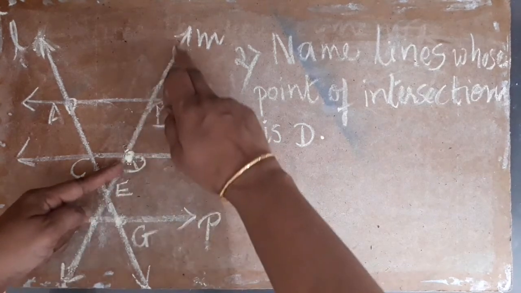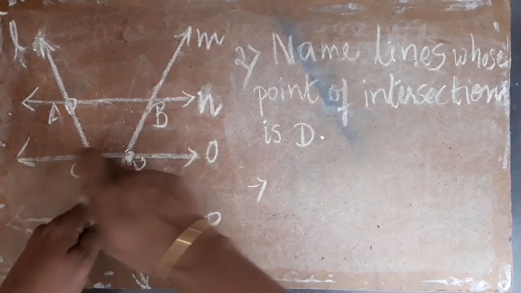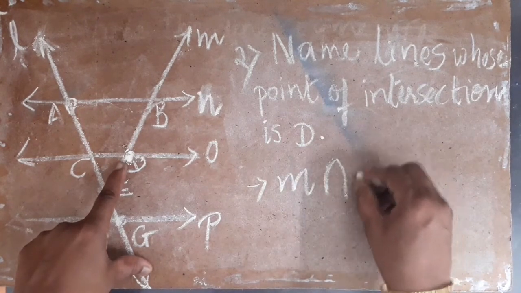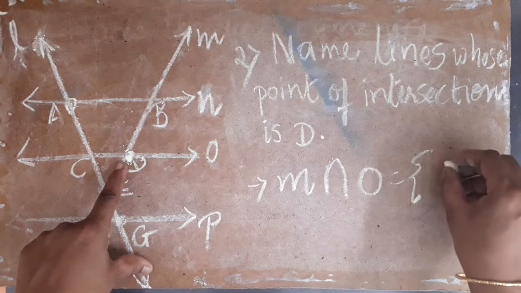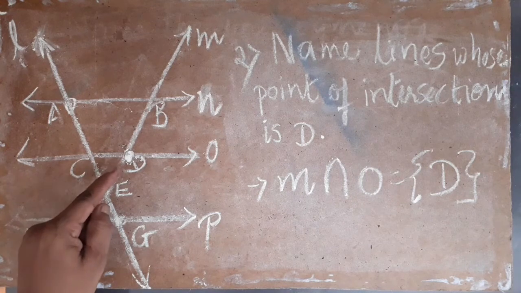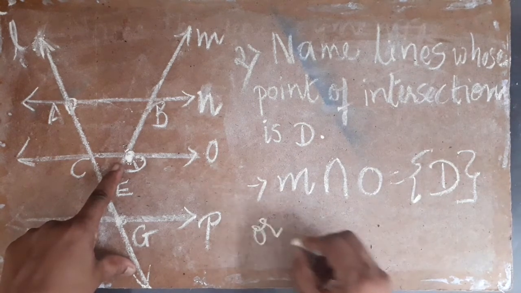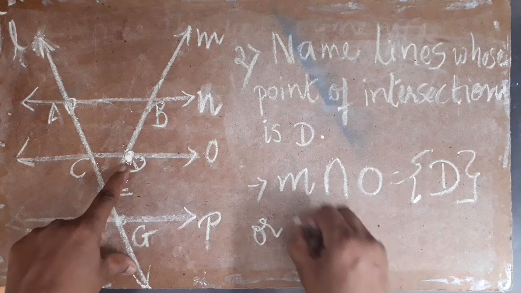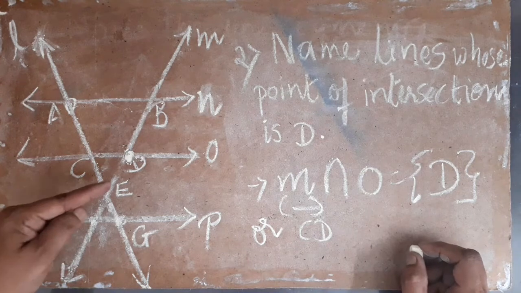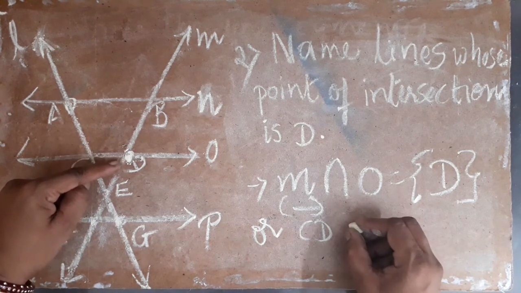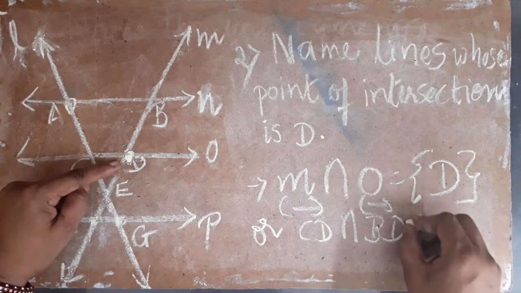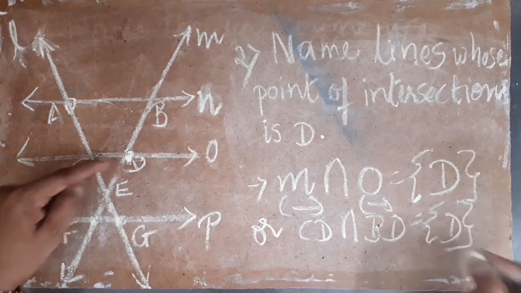So here we have to find out which lines meet at point D. Which is this line? This is your line M and this is line O. So here I can write it as line M intersection line O, that is the point of intersection is D. I can write this line as line CD. And for this line, you have to take any two letters on the same line. So let me write BD. So they also meet each other at point D.